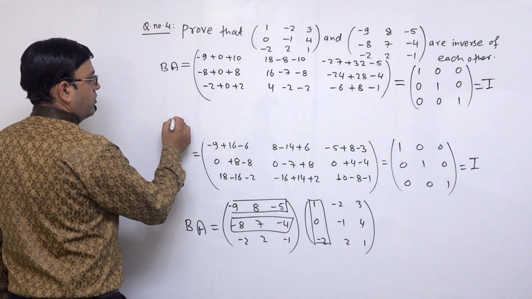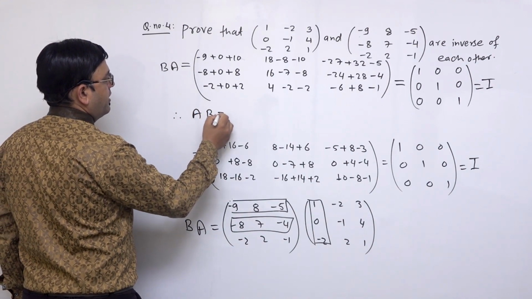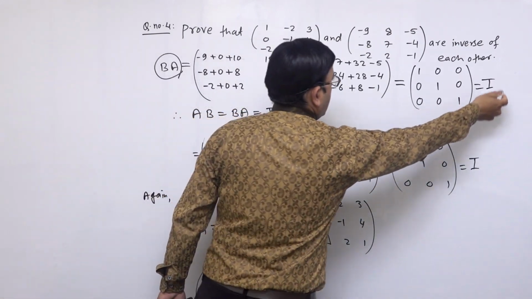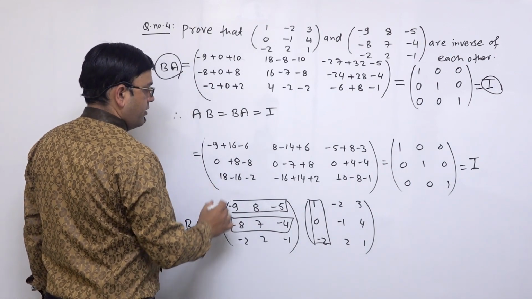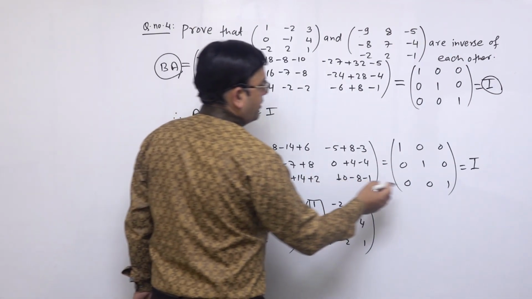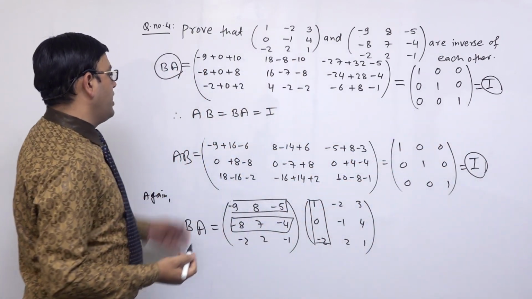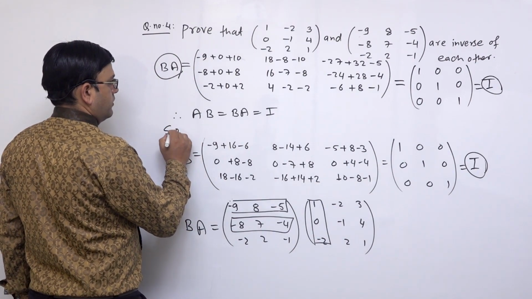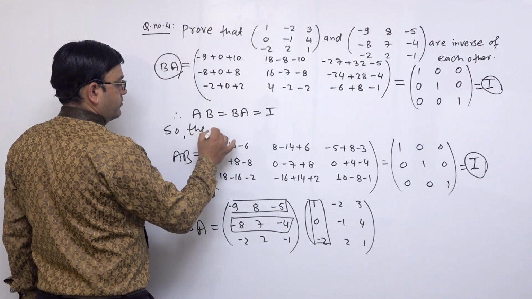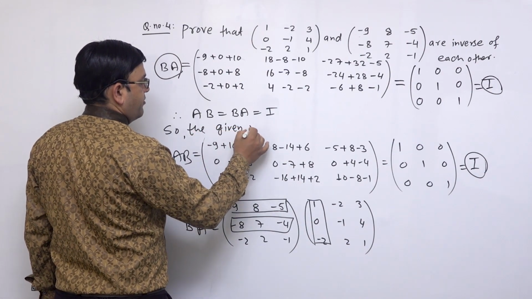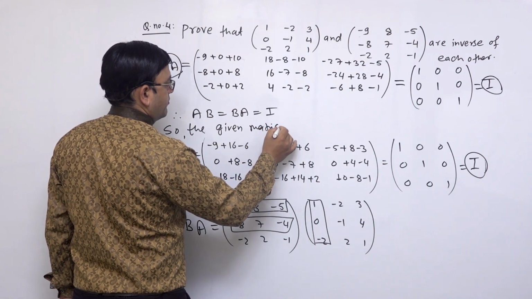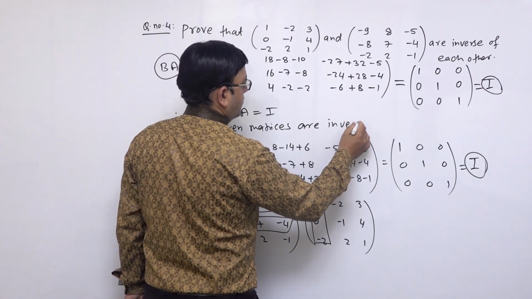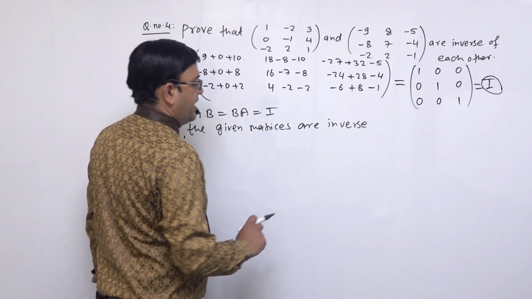Therefore AB is equal to BA is equal to I. Here BA is equal to I, and we have already done AB, which is also I. So AB is equal to BA is equal to I. So the given matrices are inverse of each other.